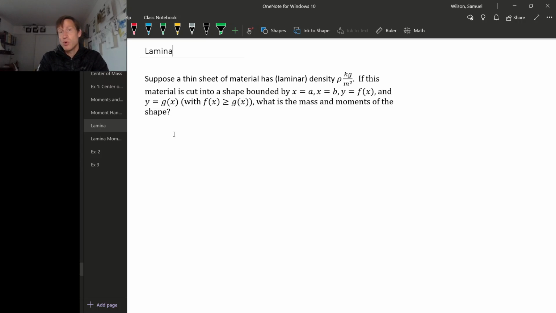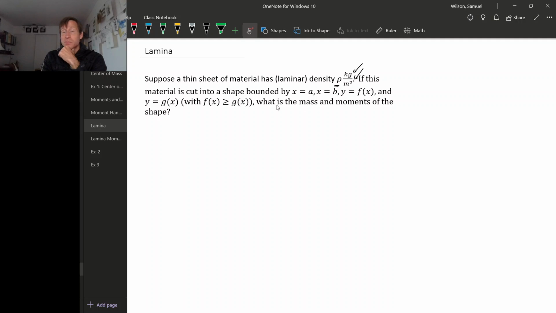Let's see if we can get more general formulas for the moments about the x and y axis of a laminar shape, a thin sheet of material. So let's suppose that our sheet of material, our lamina, has density rho. This is a laminar density since it's mass per unit area.